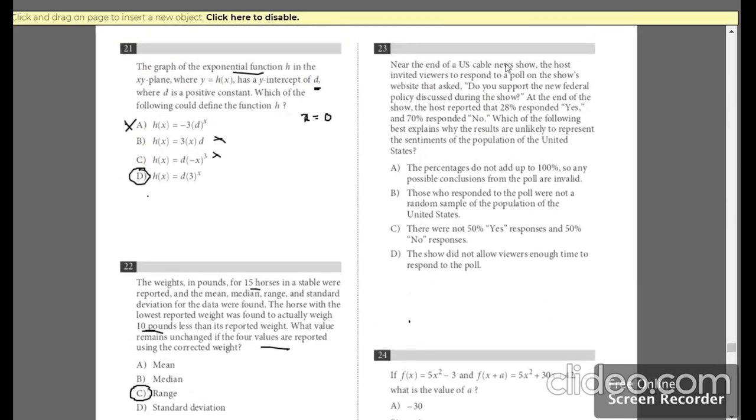Near the end of a US cable news show, the host invited viewers to respond to a poll on the show's website. At the end of the show, the host reported 28% responded yes, 70% responded no. Which of the following best explains? The percentages do not add up, this is wrong. Those who responded to the poll were not a random sample. Yes, bingo, that's our answer, because they were not a random sample taken from the population.